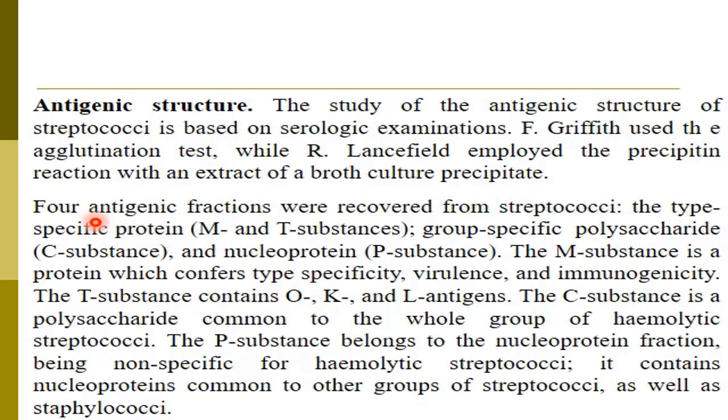Four types of antigenic fractions were recovered from Streptococci: the type specific M protein substance, a group specific polysaccharide, the C substance, and the nucleoprotein, the P substance. The M substance is a protein which confers type specificity, virulence and immunogenicity. The T substance contains O, K and L antigen.